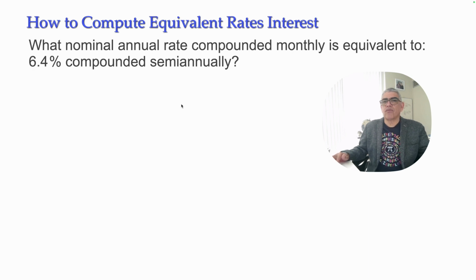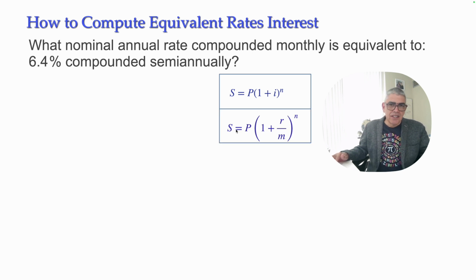We know the formula of future value. Future value equals the principal or present value times 1 plus i to the power n, where n is the total number of compound periods. This formula can be written as S = P(1 + R/m)^n. So R is the nominal rate of interest, divided by m, the number of compounding periods. So R/m is this i, the periodic rate of interest.